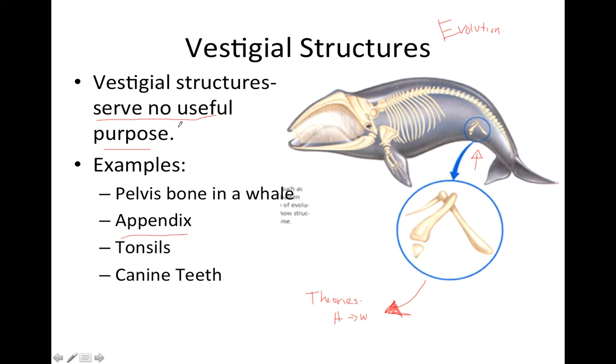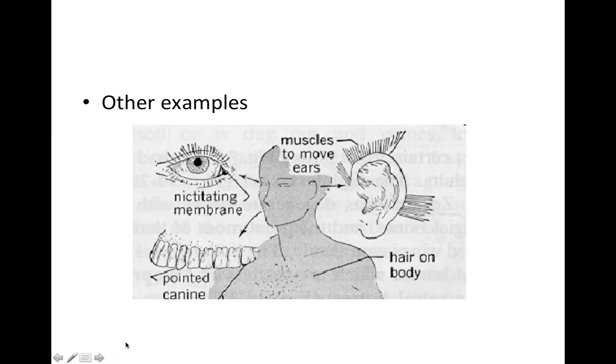An appendix is something that's called a vestigial structure. You're going to have a question on this, the definition of what a vestigial structure would be, with a few examples, A, B, C, and D. Tonsils, you don't absolutely need these to survive. Therefore, they serve no useful purpose. Lastly, canine teeth, those molars in the back of your mouth, you, again, don't need them. A couple more examples of vestigial structures.